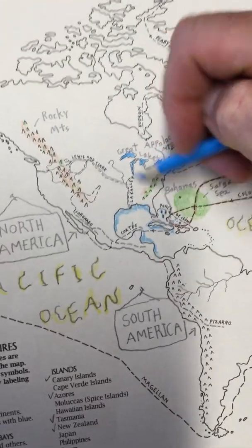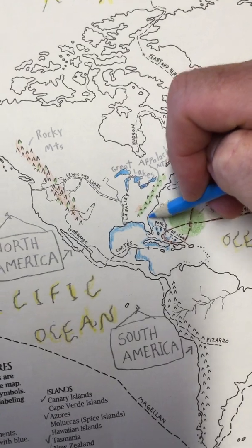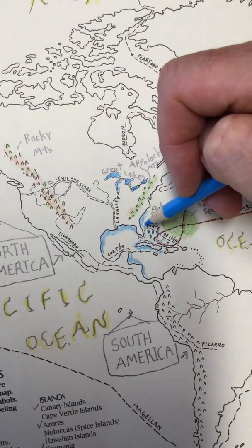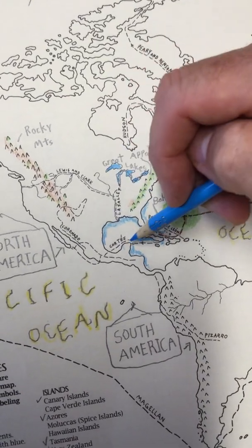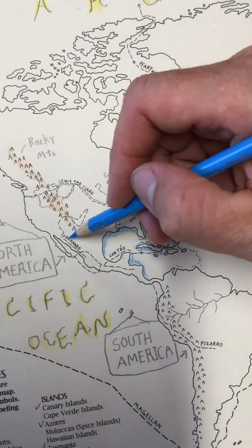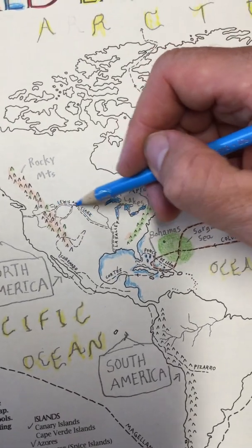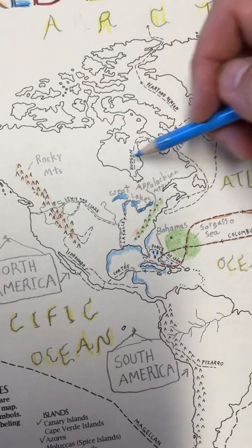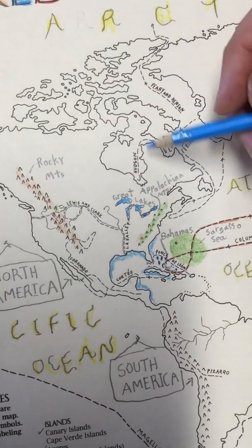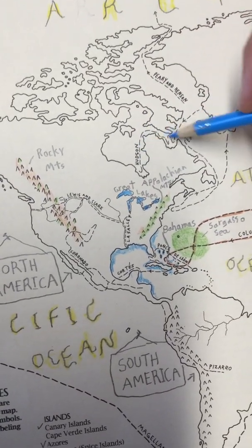Let's see, Florida. If you look closer, you'll see some additional explorers highlighted. Ponce de Leon, Cortez, Coronado, Lewis and Clark, another famous one that came later. Henry Hudson, right up here too.